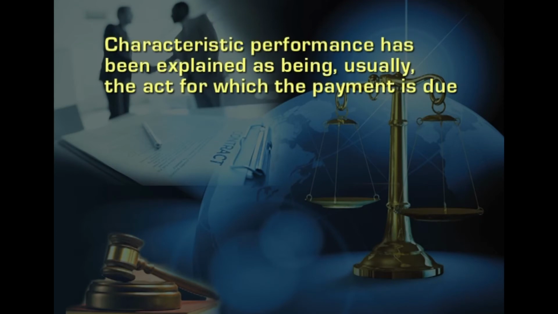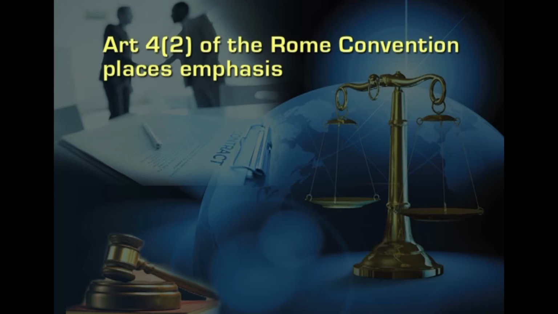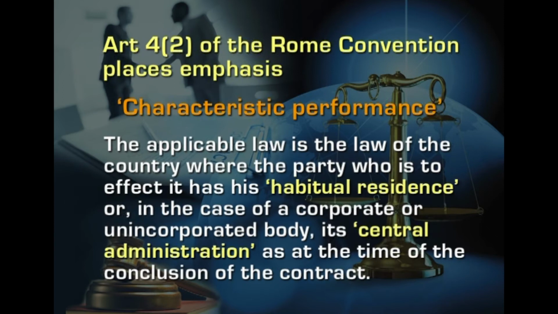Characteristic performance has been explained as being usually the act for which the payment is due, such as the delivery of goods, the provision of service, the granting of the right to make use of an item of property, and which is usually the center of gravity and the socio-economic function of the contractual obligation. Thus, although Article 4 Clause 2 of the Rome Convention places emphasis on characteristic performance, the applicable law is the law of the country where the party who is to effect it has his habitual residence, or in the case of a corporate or an unincorporated body, its central administration at the time of the conclusion of the contract.